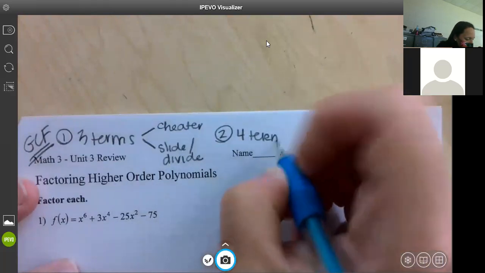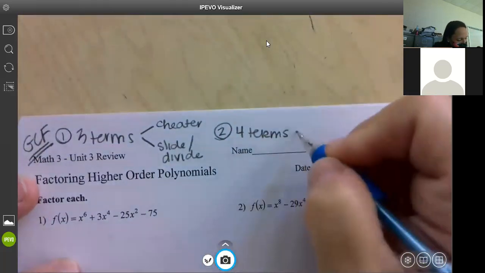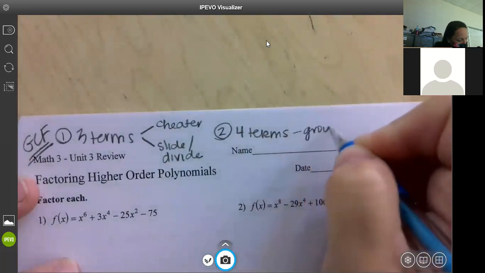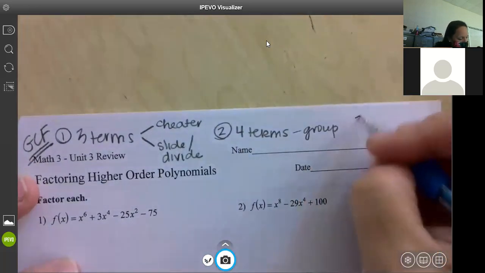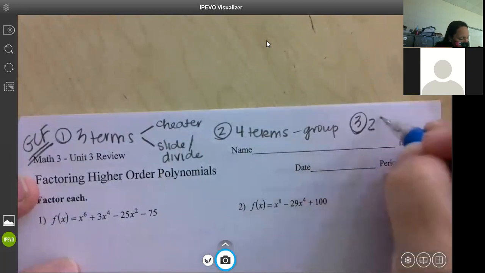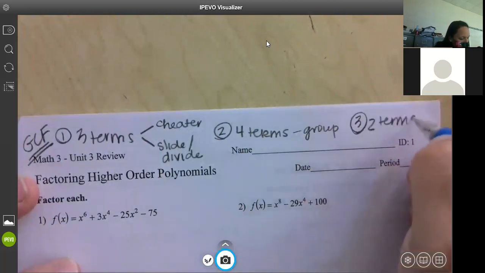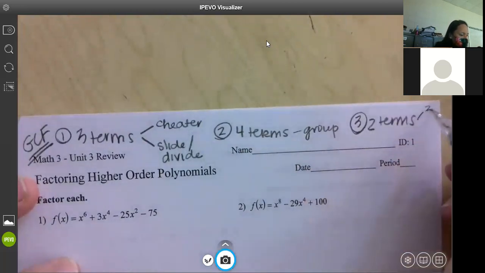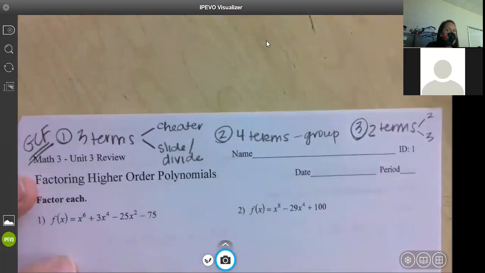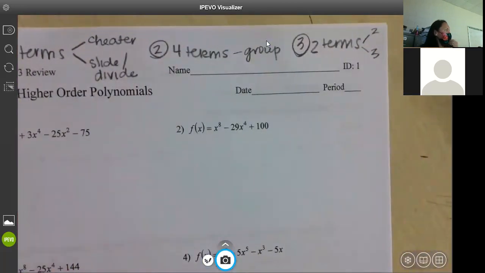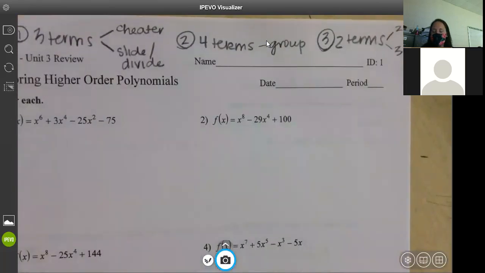What happens if there's 4 terms? If there's two terms, it's either going to be perfect squares or perfect cubes. Okay, two terms is either going to be squares or cubes. I'm going to actually start with number 2 and then I'll go back to number 1.